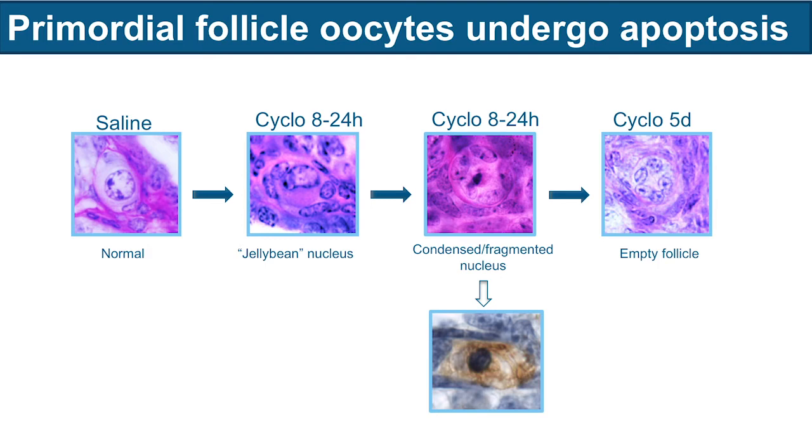So the first panel after saline is what a normal primordial follicle oocyte looks like. But after cyclophosphamide treatment, you see a lot of these oocytes with a jelly bean-shaped nucleus, which is a nucleus on the way to condensing and becoming apoptotic. We would see fully condensed and fragmented nuclei, and these oocytes would in fact stain positive for TUNEL, meaning that they were undergoing apoptosis. And then if you look 5 days later, we would see a lot of these empty follicles in which the oocyte has been destroyed, but the granulosa cells are remaining, and these remaining granulosa cells still stain positive for a granulosa cell-specific transcription factor, FOXL2. So they do in fact die.